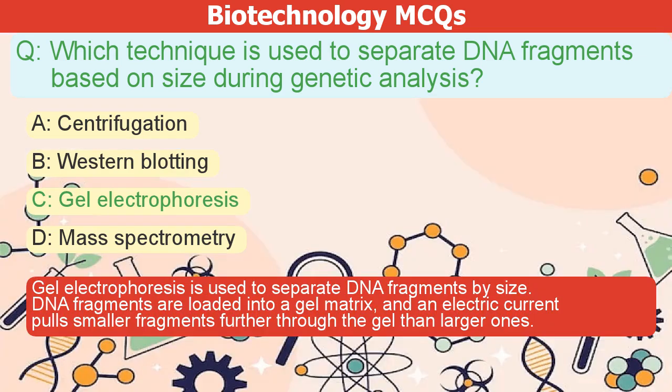The correct answer is C. Gel electrophoresis is used to separate DNA fragments by size. DNA fragments are loaded into a gel matrix, and an electric current pulls smaller fragments further through the gel than larger ones.